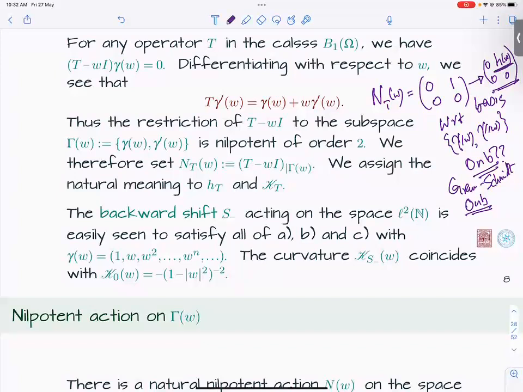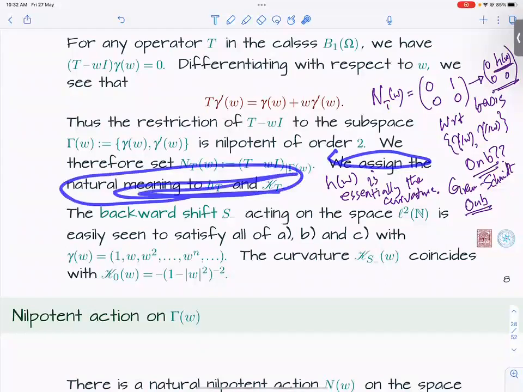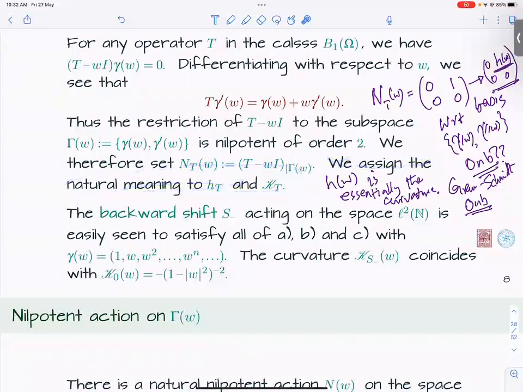Now, what is this h omega? That is the mysterious statement that Professor Douglas had made 30 or 35 years ago. When you do this Gram-Schmidt and you are looking at gamma omega, gamma prime omega, this object h omega that comes up is essentially the curvature. That's the idea. Okay. So at this point, before I go on to give examples, this is the meaning of this statement. We assign the natural meaning to HT and K omega. What I mean by that is, if you do this computation and come up with this 2x2 matrix, there will be an H omega, but that H omega is closely related to the curvature KT. Okay.